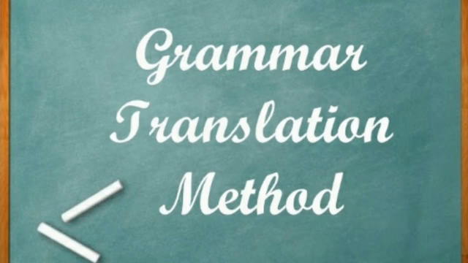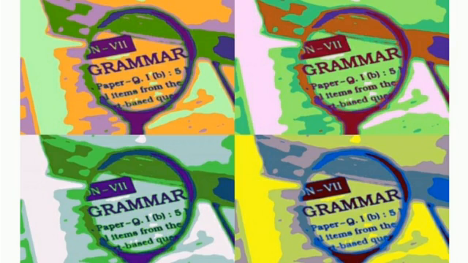First one, to enable students to read and translate literature written in the target language and to further students' general intellectual development. So what are the characteristics of this method? Classes are taught in the mother tongue. Much vocabulary is taught in the form of lists of words.